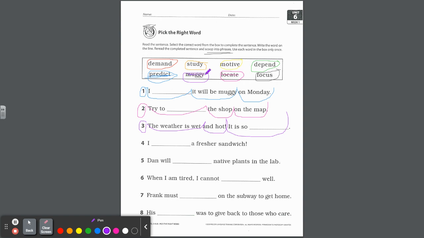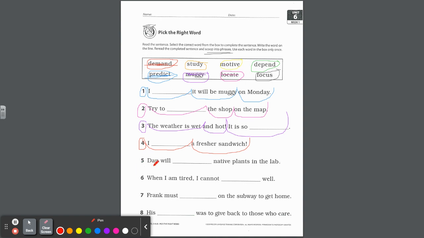And number 4, I blank a fresher sandwich. Demand. Maybe it was not fresh. I demand a fresher sandwich. D-E-M-A-N-D. I demand a fresher sandwich.